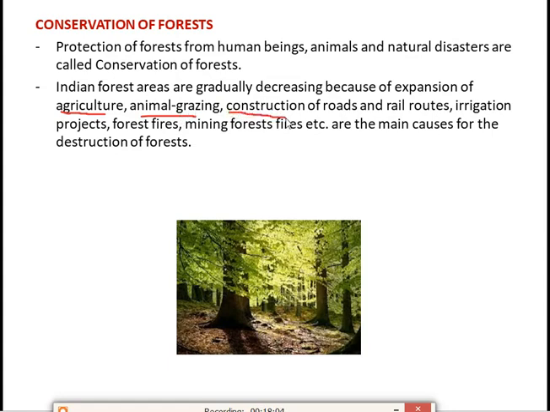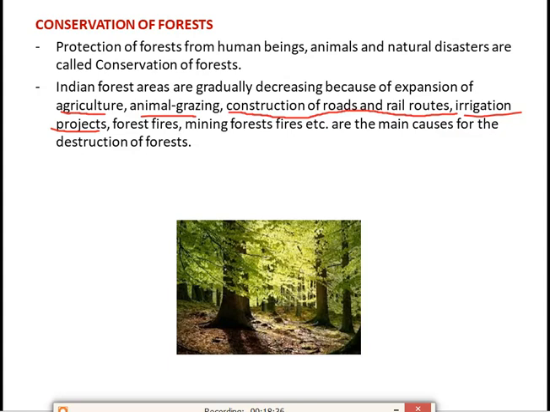Construction of roads and rail routes. This is also one of the causes for destruction of forests. As the factories are increasing, transportation is increasing, so construction of roads and rail routes is needed. For that reason also the forests are cleared these days. Irrigation projects: to meet the irrigation projects, for building dams, etc., the forests are destroyed. The trees are cut these days to make the dams, etc.